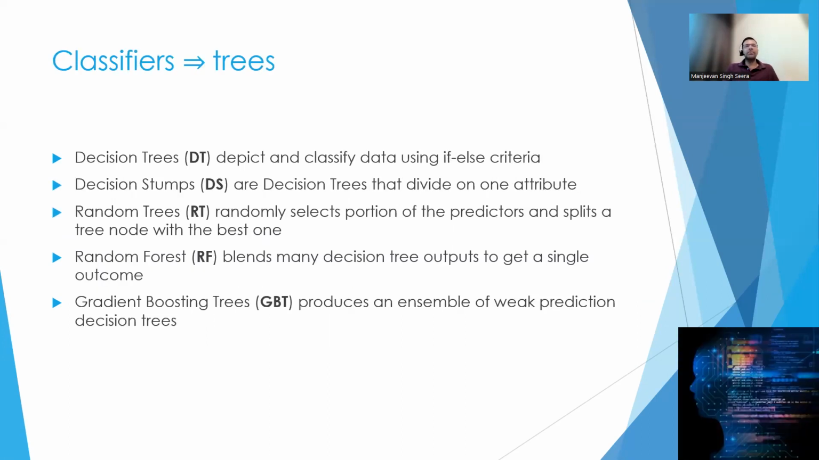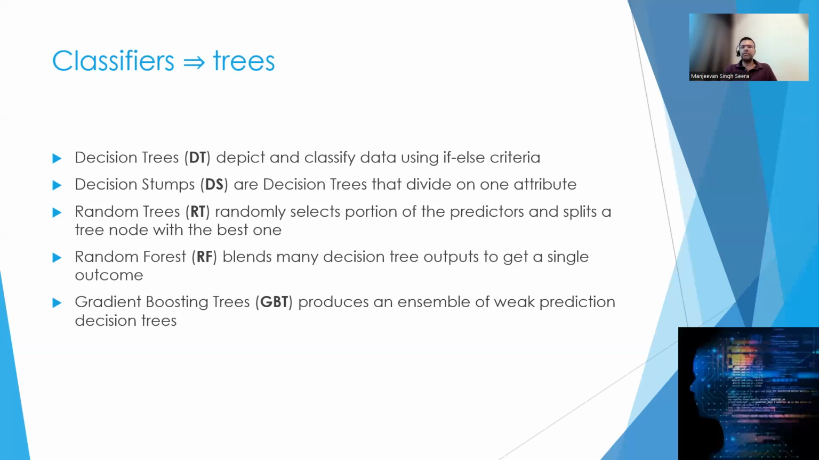We look now at the first type of classifier, which falls under the trees main category. Decision trees show and classify data using if-else criteria and are probably one of the most commonly used algorithms when explaining the results. Decision stumps are similar to decision trees, but they only divide on a single attribute. Random trees randomly select a portion of the predictors and split the tree node with the best one.